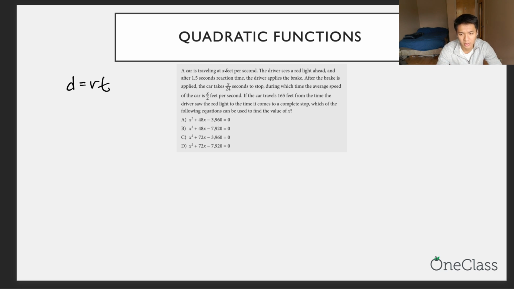And the next thing is saying, wow, there's a lot of information being thrown at us. I don't really know where to start, so let's just go from the beginning and say, how do we want to do this? X is representing feet per second, so we know that x is rate, right? So rate is equal to x. And the driver sees a red light ahead, and after 1.5 seconds reaction time, the driver applies the brakes.